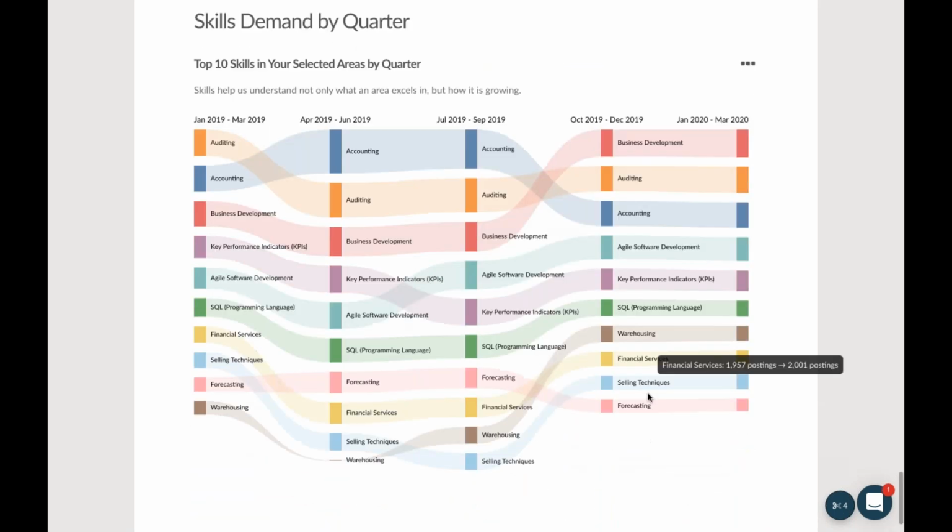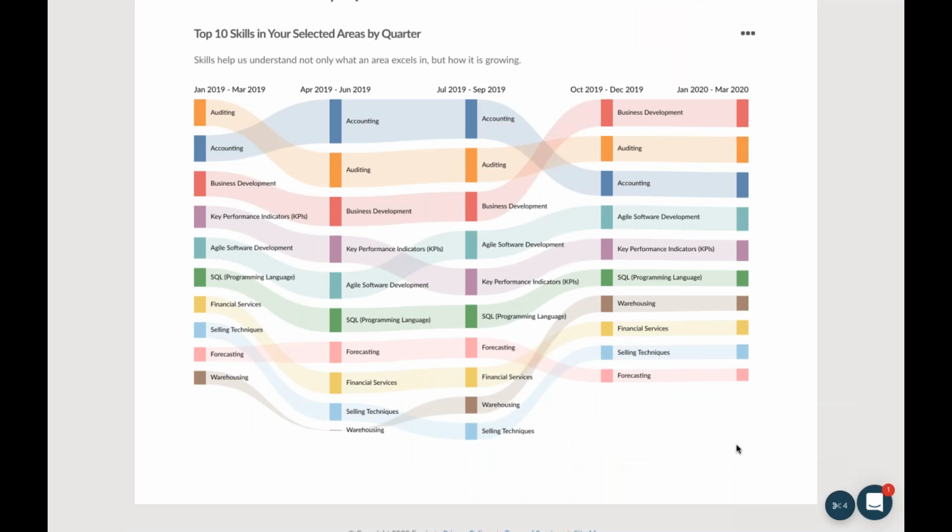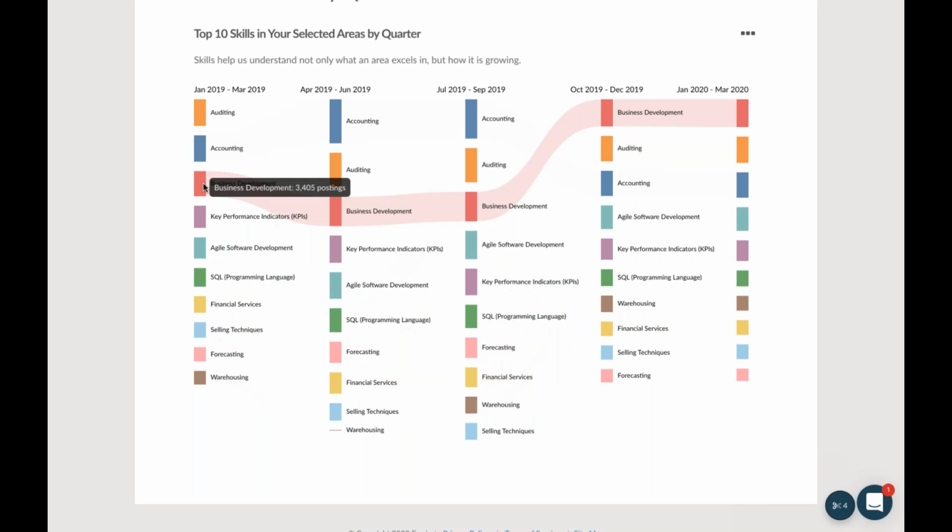We can then look at how those skills change over time. This is looking at the top 10 skills in the area over the last 4 quarters of the year. The reason we show it like this is so that you can see how those skills are changing over time. If we look at business development, it started off in January 2019 in 3rd place, and it's now up to top place.